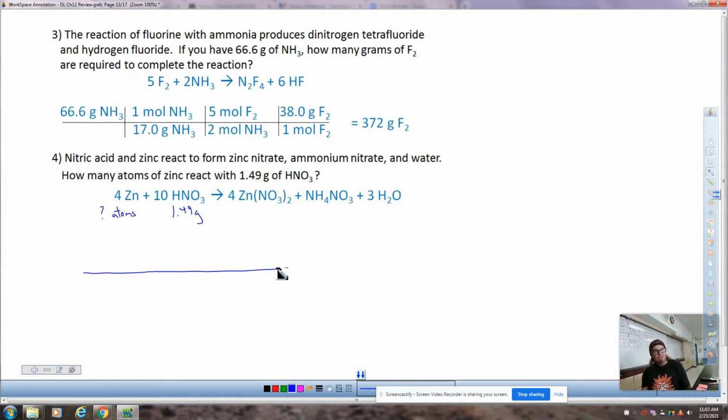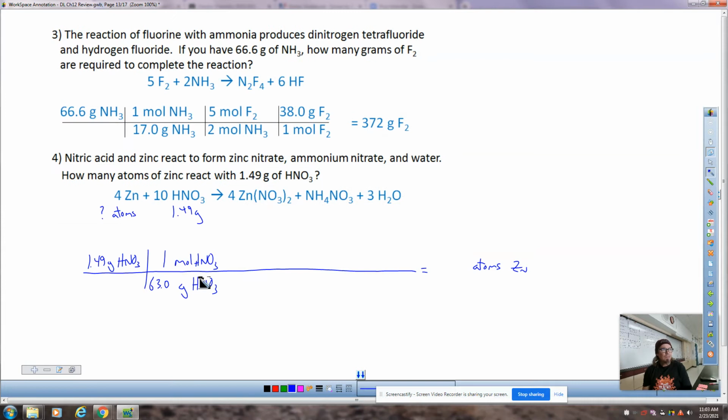So our conversion table this time, Avogadro's number is going to rear its ugly head as we go through this. We want to end up with atoms of zinc, and we have 1.49 grams of HNO3 to begin with. So there's step number one. Step number two, get out of those units and head towards the mole. Periodic table says 63.0.